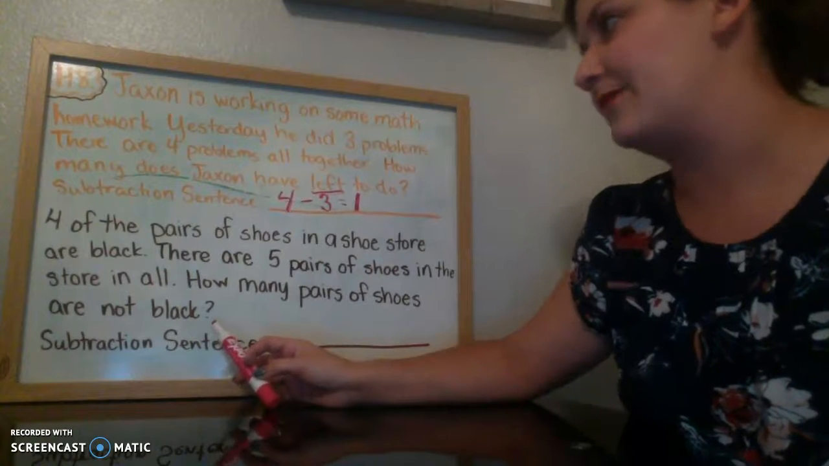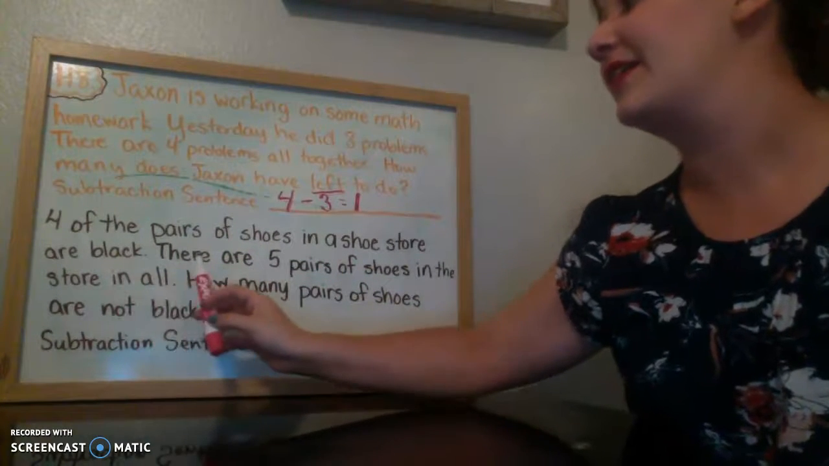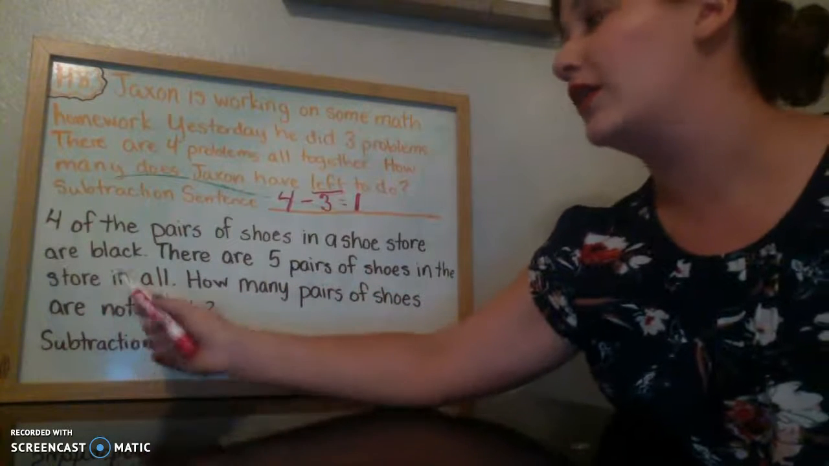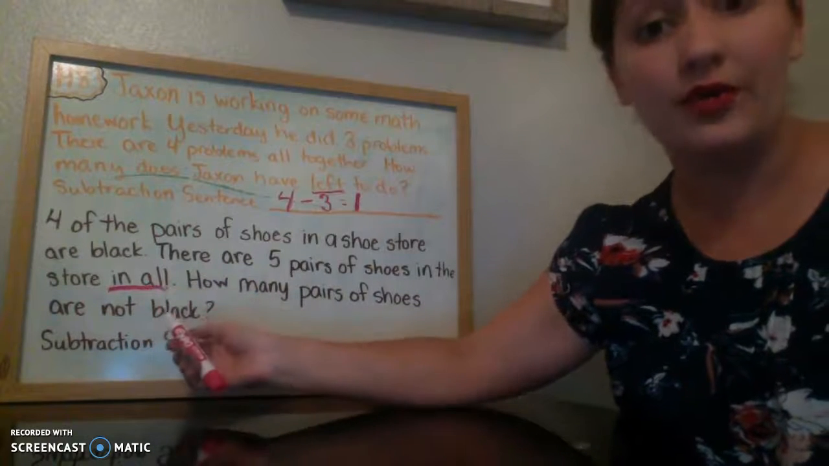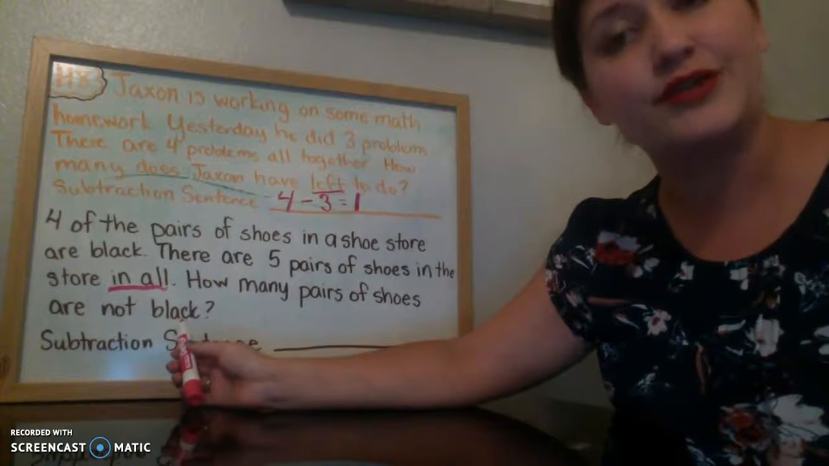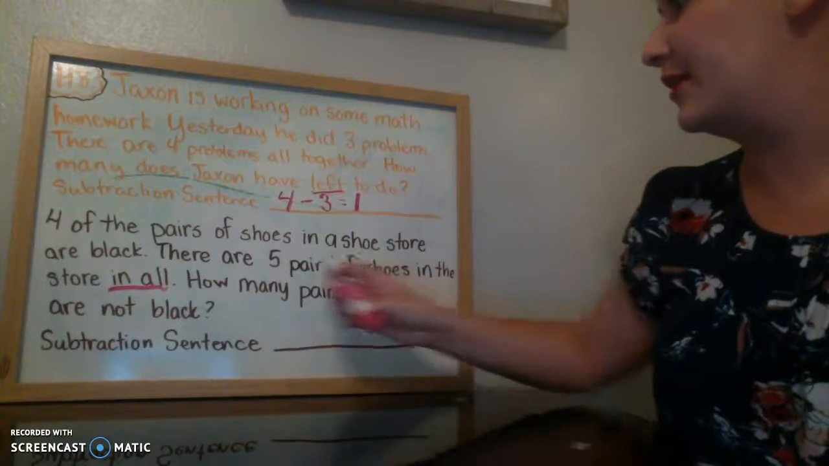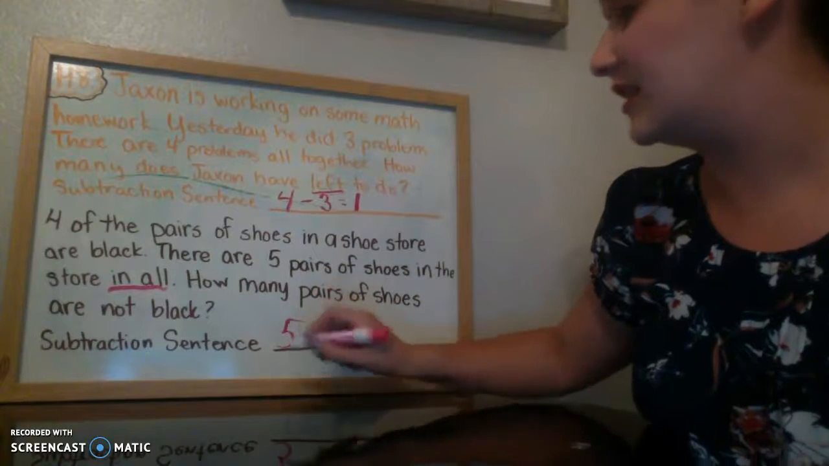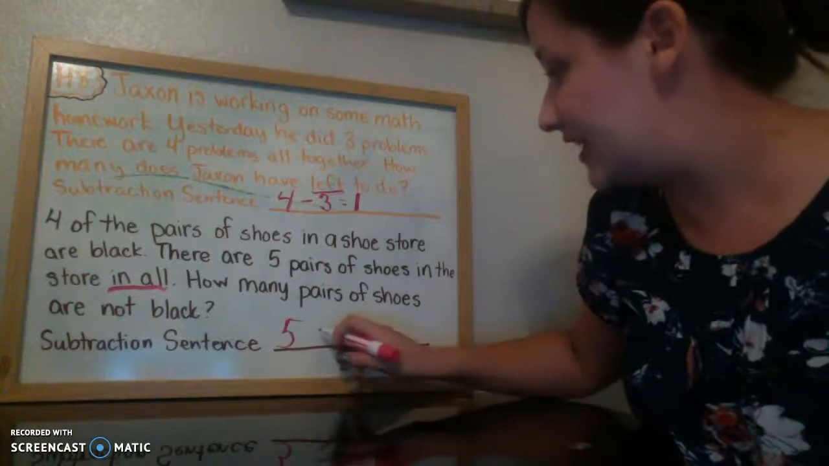So let's look at it again. 4 of the pairs of shoes in a shoe store are black. There are 5 pairs of shoes in the shoe store in all. Now remember, when we see in all or all together, that means total. So there's 5 pairs of shoes in the shoe store in total. How many pairs of shoes are not black? So just like before, we're going to start out with our bigger number. We're going to start out with the total pair of shoes. There was only 5. It's a subtraction sentence, so is the number going to need to be minus or plus? That's right, it needs to be minus.